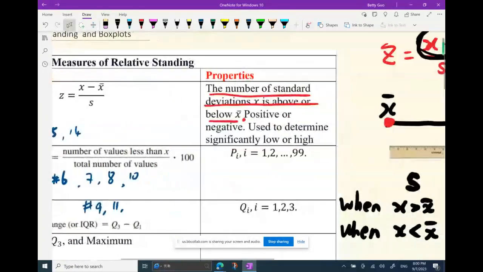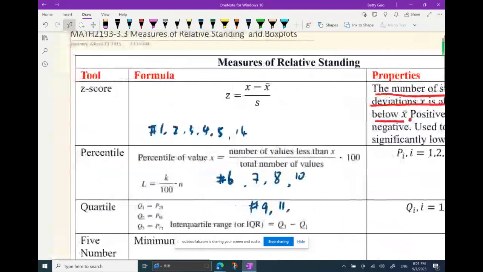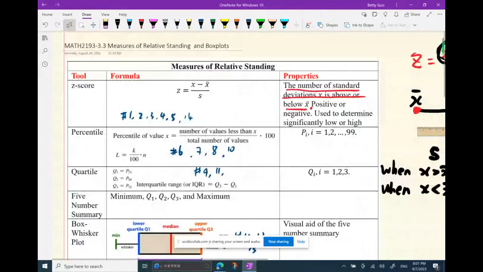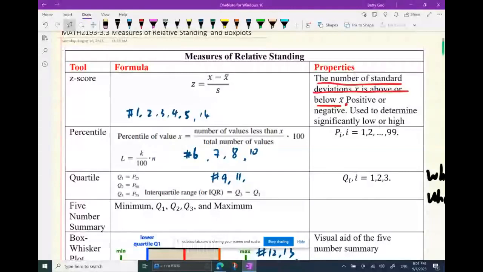So the z-score could be positive if it's above the average, and negative if it's below the average. We use the z-score to determine if the value is significantly high or significantly low, not normal or abnormal. If it's above 2, significantly high. If it's below -2, significantly low. Then you know where your value stands. Okay, if you guys have no questions, we want to move to the next measure of relative standing.